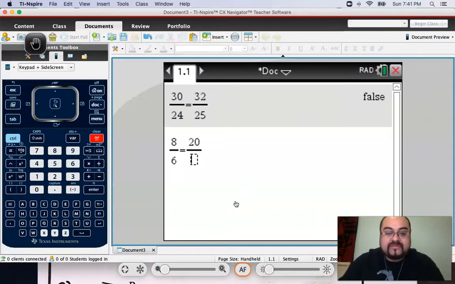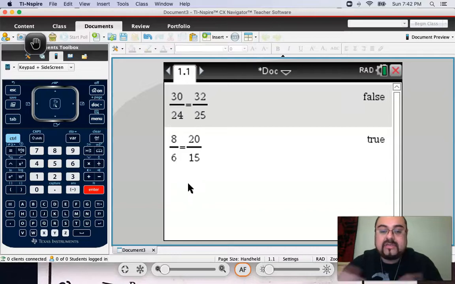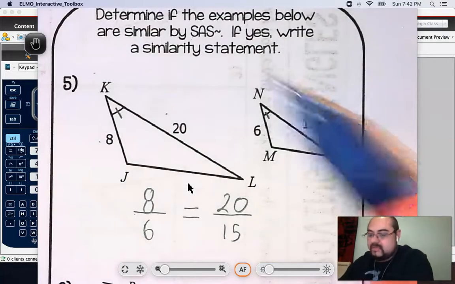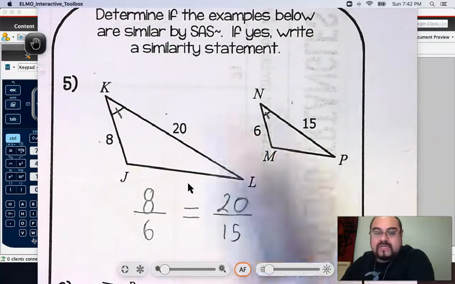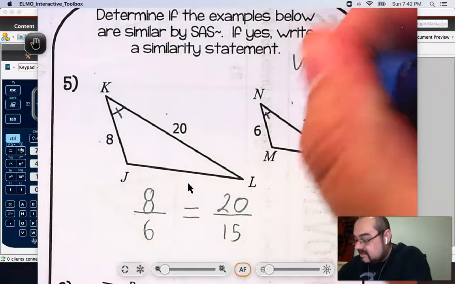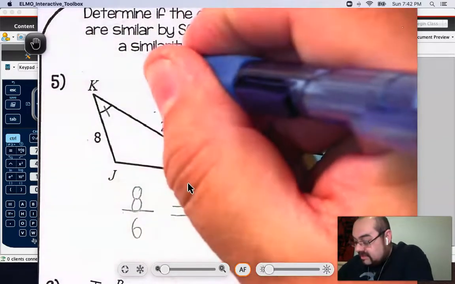Remember, you're not using NSolve. You're just using a regular calculator. You're asking the calculator if this is a true or a false statement. We're hoping for true. So let's hit enter. True. Good. That means that the sides are proportional, and we already know the angles are congruent. So these 2 triangles are in fact similar. So to answer the question, yes, they are similar. But now we need to give our similarity statement. I'm going to use the grid again.